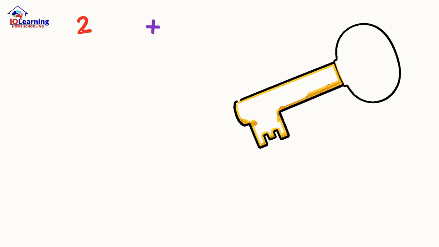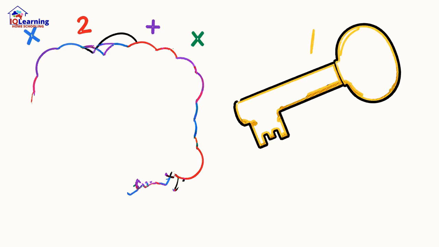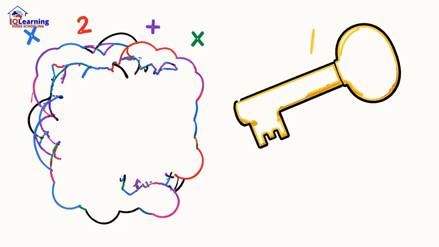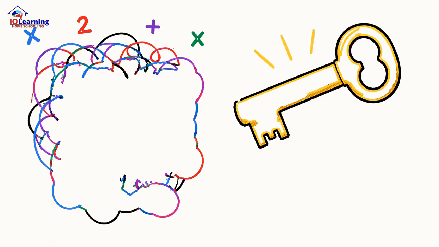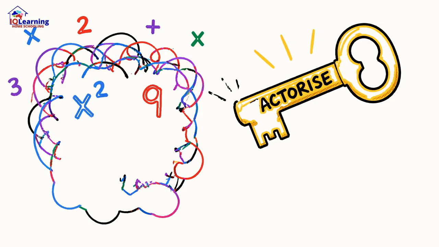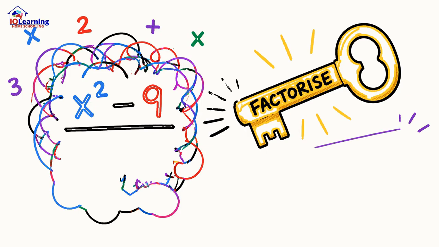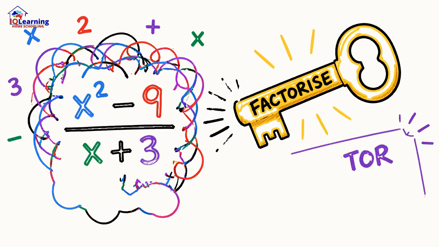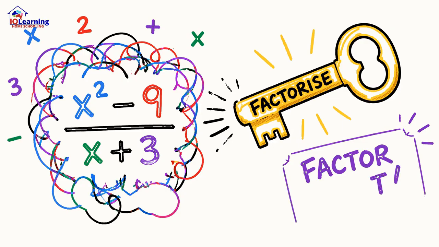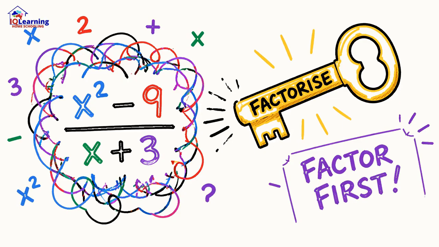Imagine a tangled mess of letters and numbers, something like x squared minus 9, all sitting over x plus 3. It looks complicated, a bit of a mess. But there's a secret key, a single superpower that cuts through this chaos. That power is factorizing. The most important rule in this entire lesson is this: factor first.